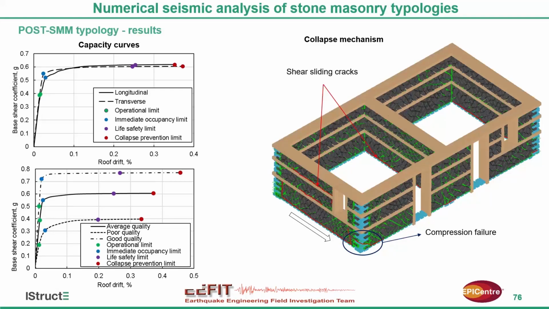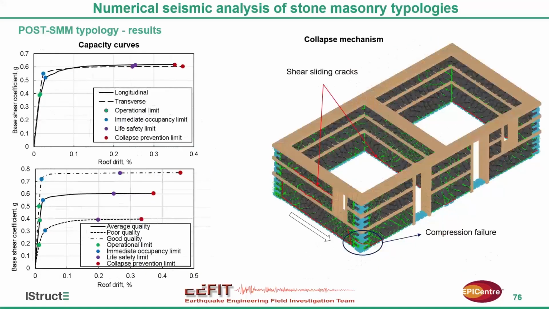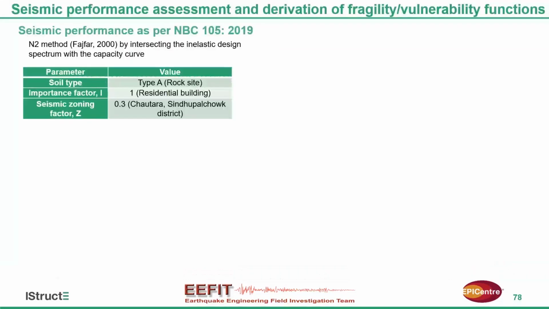In terms of the effect due to material quality, if you see here as well, and here as well, it can cause a lot of variation in both ductility and strength. So the material quality should be given importance in the construction. Now I will present the seismic performance assessment results for both typologies.